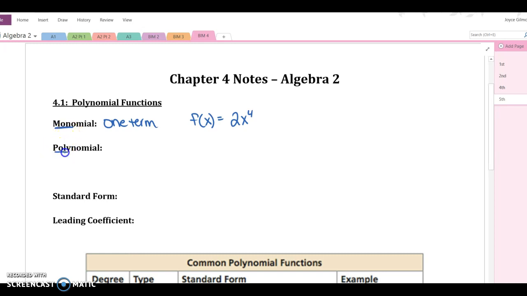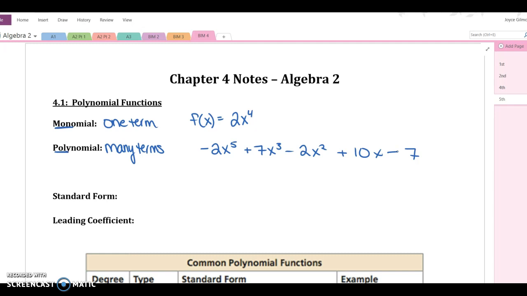A polynomial, poly means many, or more specifically, just more than one. So a polynomial has many terms. So something like negative 2x to the fifth plus 7x to the third minus 2x squared. I'm totally making up numbers here, so you don't even need to write the same numbers. That polynomial definitely has many terms.